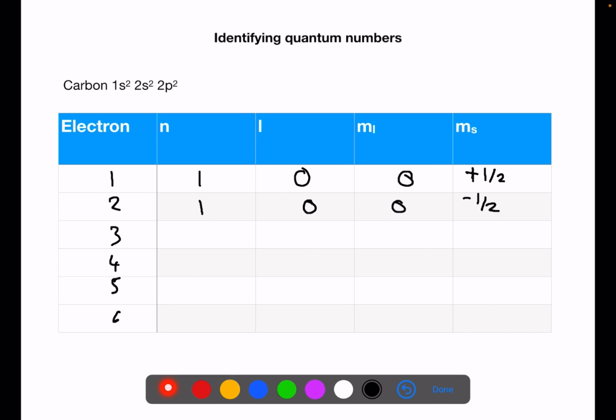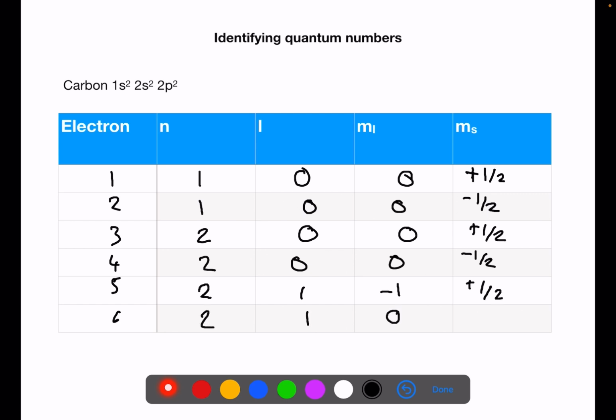Now if we go into the next shell, we're going to have 2, and we're starting with the s, so it's going to be 0 and 0, and you're going to have plus a half, and then your other electron in that s orbital is going to be the minus a half. We're then looking at the next one, so we're still in the main shell, which is 2, and the L goes from 0 to n minus 1, which is going to be 1. Then ML goes from minus L to positive L, so we're going to have minus 1, and positive a half. The next one's going to go into the 0, because we're going into the next one along, not the same one, and it's going to have the same spin as the other one, because they're both in the p's, and they're both going to spin up.